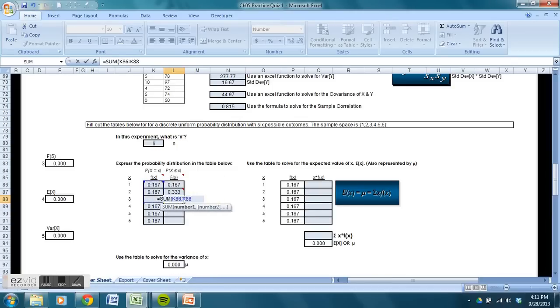This is the top one. As we drag this function down, we want to keep this the top one, K86 was right here, locked into place. Dollar signs around that, but we want this to go down with us. So beautiful, and we can just copy this down.